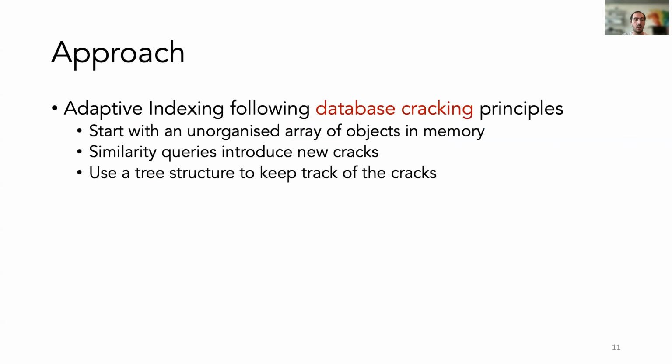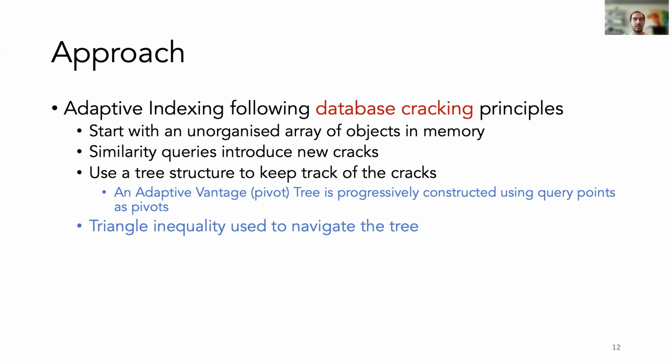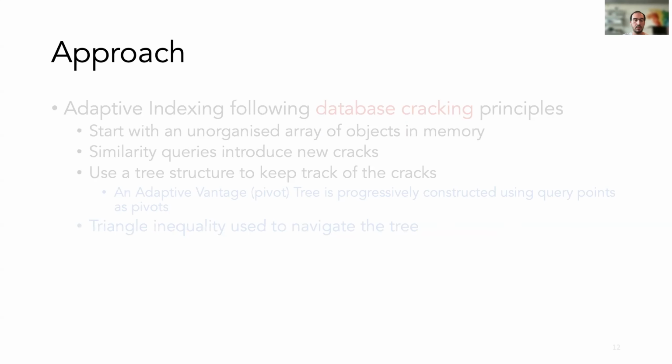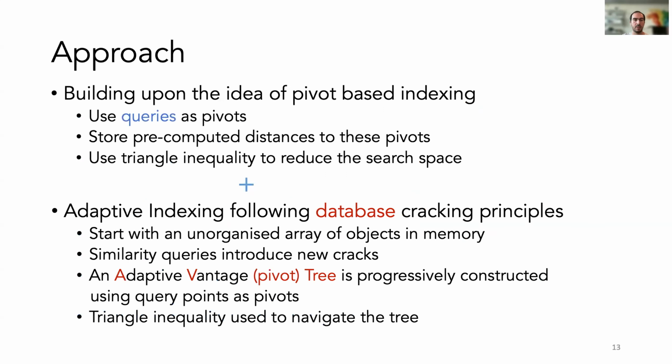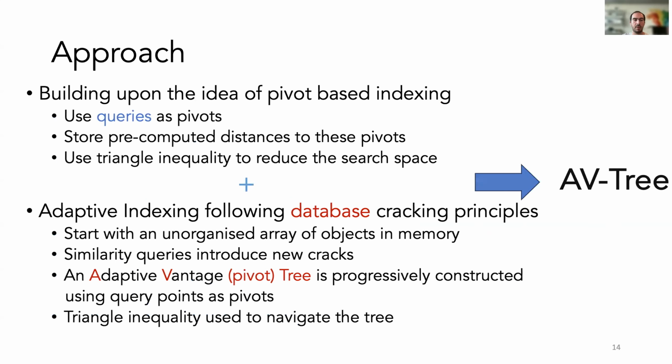To make it adaptive, we follow the database cracking principles. Starting with an unorganized array of objects in memory, each new query reorganizes the data array and introduces cracks, and a tree structure is employed to keep track of the cracks. Again, we extended this idea. We are using a different tree structure to store the index information and use the triangle inequality to efficiently traverse the tree. I will give you an example shortly to help you understand our index. These two ideas, together with our extensions and adjustments, form the AV tree.